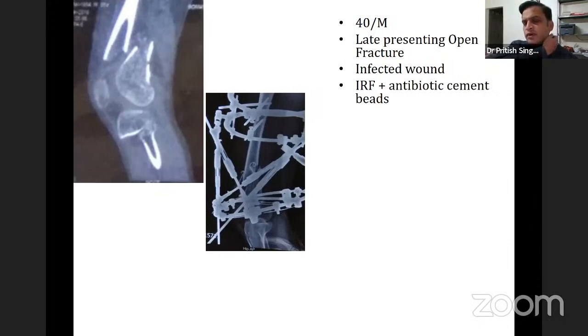Another case of a distal tibia open fracture. The patient was diabetic and he had an infected wound. So we treated him with an Ilizarov ring fixator plus antibiotic cement beads, as they are visible here.